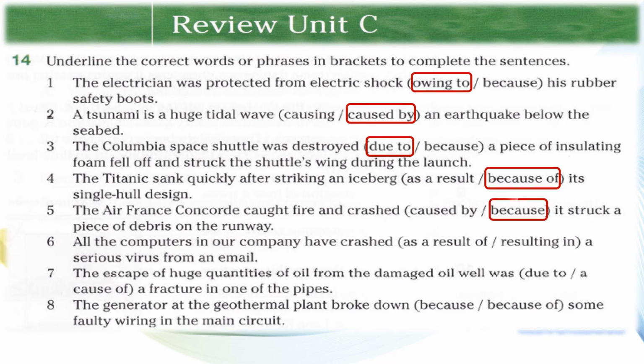Number 5, because it struck. Here we need a verb, struck, so we use the word because. Number 6, as a result of a serious virus. No verb, so we use as a result of. Number 7, due to a fracture, which is a noun, so we use due to. Number 8, we have because of again, some faulty wiring.